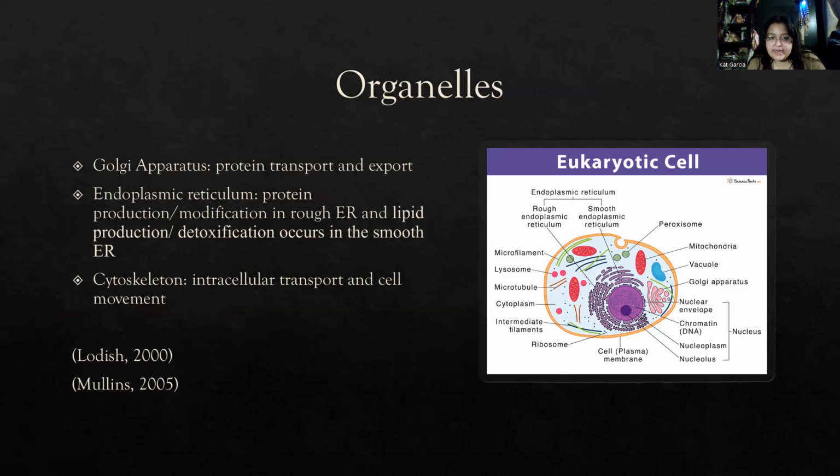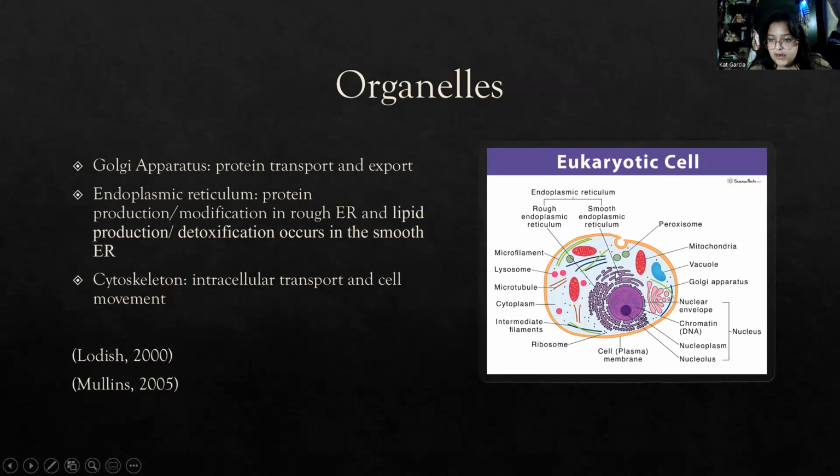Next, we have continued organelles. We have the Golgi apparatus. This is where protein transport and export occur. Then we have the endoplasmic reticulum, which is two-parted. We have the rough ER, which is where production and modification of protein happens. And then lipid production and detoxification occurs in the smooth ER. So as you can see here, the rough ER has little ribosomes on it. And then the smooth ER here, again, I'm assuming you can see my mouse.